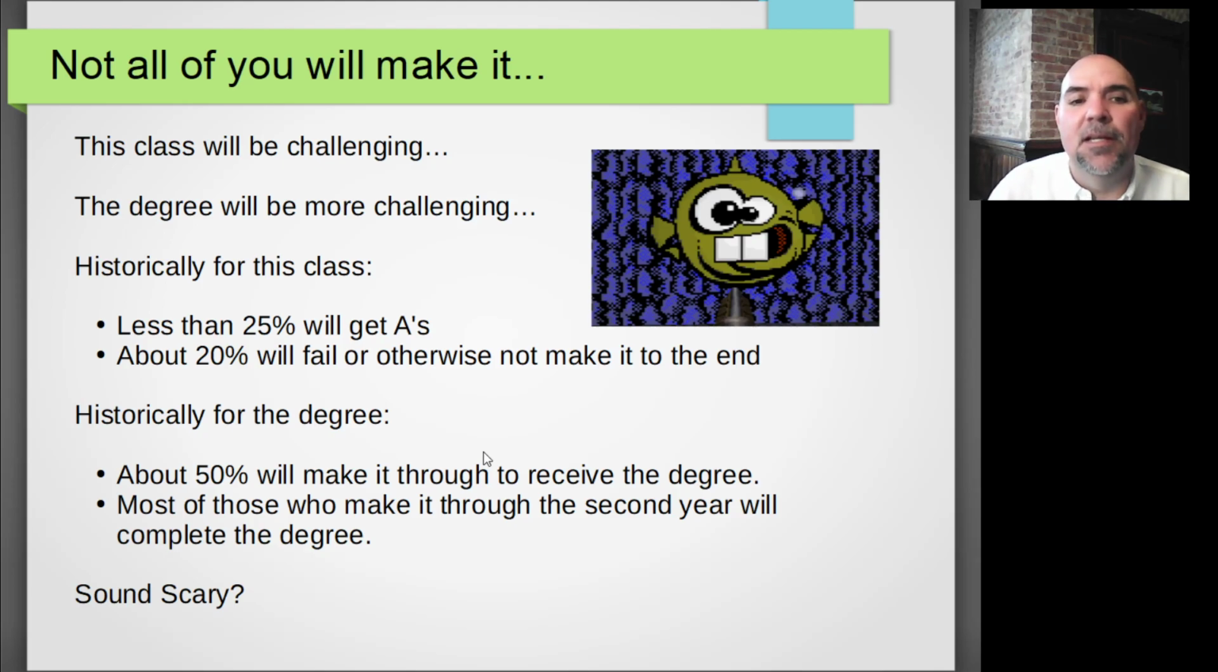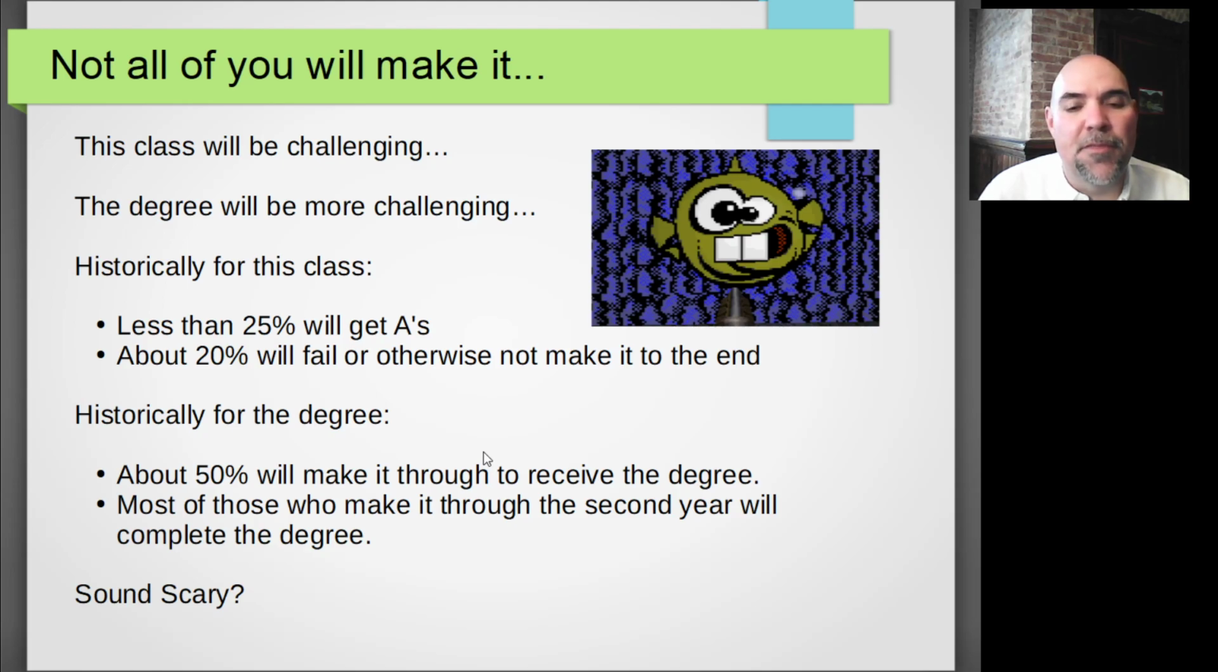And historically, for this class, particularly with my sections, less than 25% will get A's, and about 20% to 25% will fail or otherwise not make it through to the end. Now, historically for the degree, about 50% will make it through to receive the degree. So if you're sitting in a classroom and you look to your left and right, one of the two of you probably will not make it through the degree. But most of those who make it through the first year end up completing the degree.